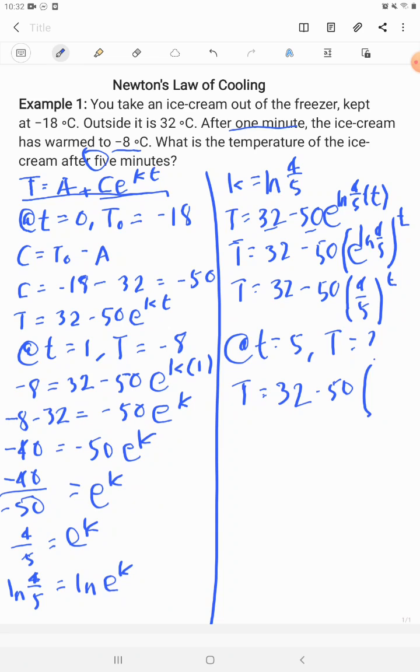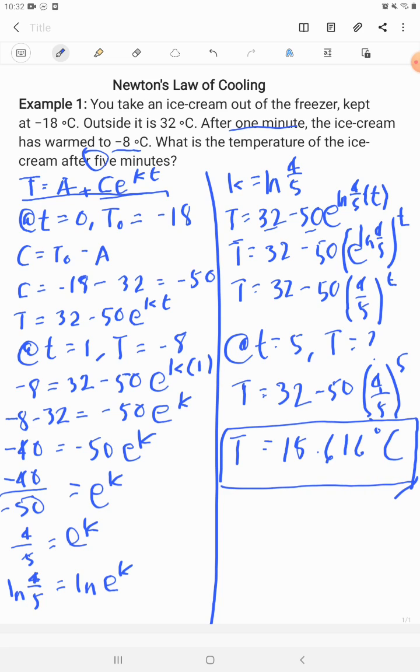32 minus 50 times 4/5 raised to the power of 5. The 5 does not cancel because this is an exponent. So 4/5 raised to the power of 5 times 50, and the answer to that is subtracted from 32, and the temperature of the ice cream after 5 minutes is 15.616 degrees Celsius.